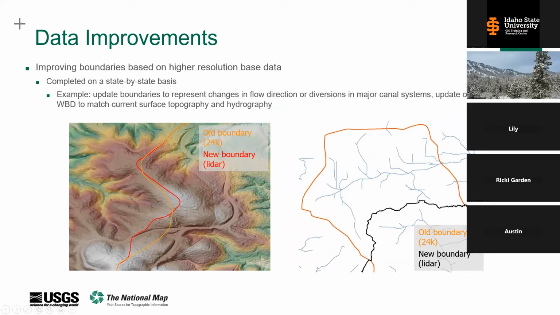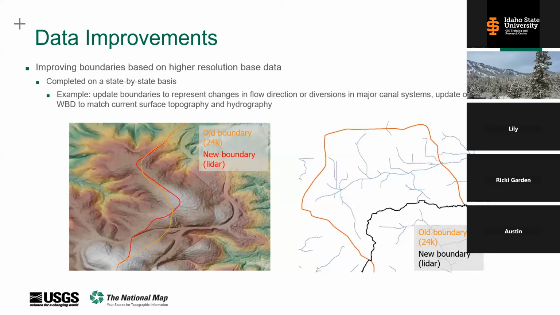So when we update the WBD with higher resolution base data, again, this is completed on a state-by-state basis. An example of when we would do a project like that would be when we're updating the WBD boundaries to represent changes in flow direction or diversions in major canal systems.